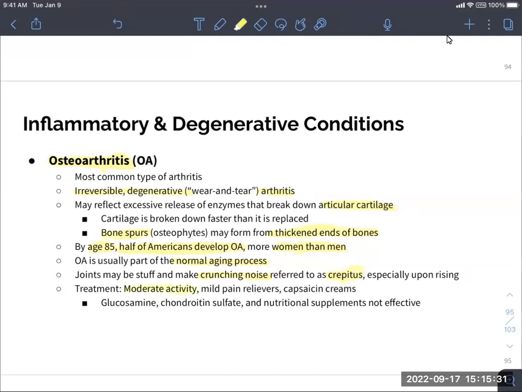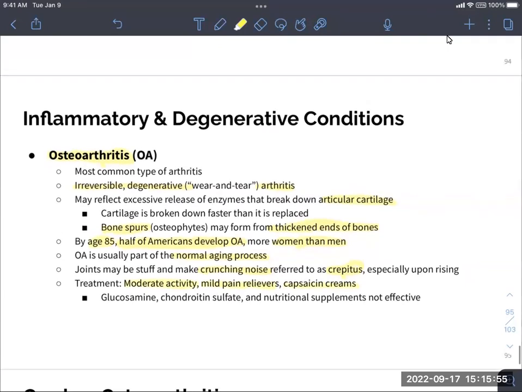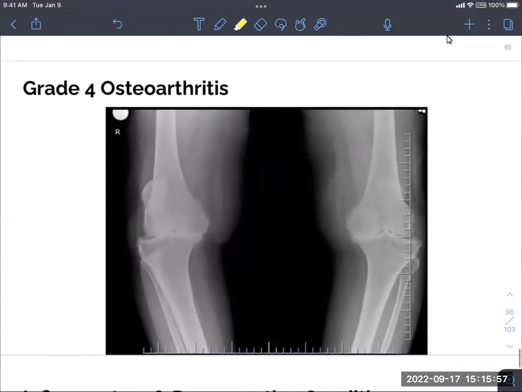Activity, keep moving, going for walks. That is the biggest way to prevent osteoarthritis: moving, activity, exercise. Pain relievers, capsaicin creams. So there's different things that you can kind of do for osteoarthritis. Here, this is a grade 4 osteoarthritis. As you can see, these bones are right on top of each other.